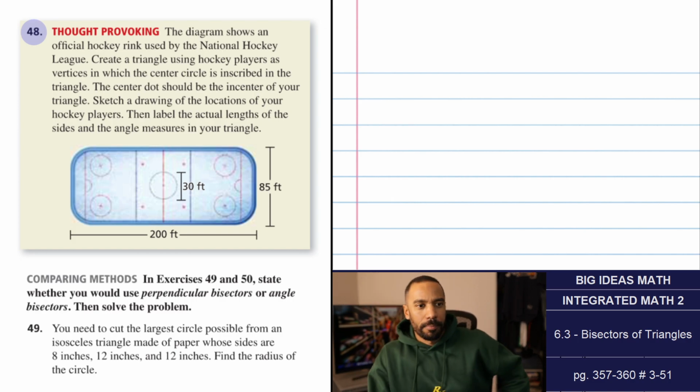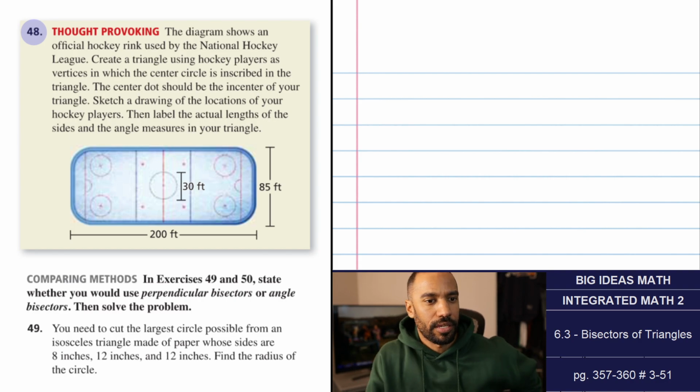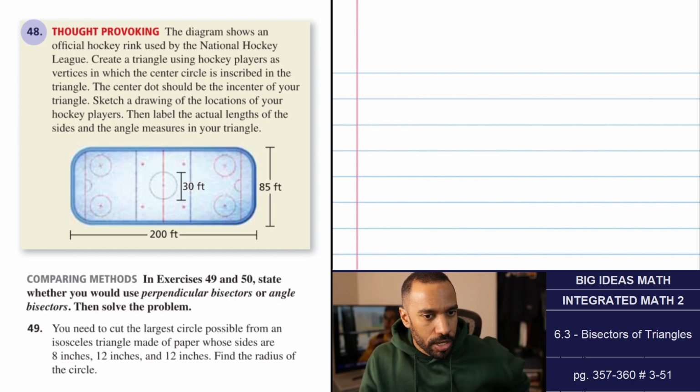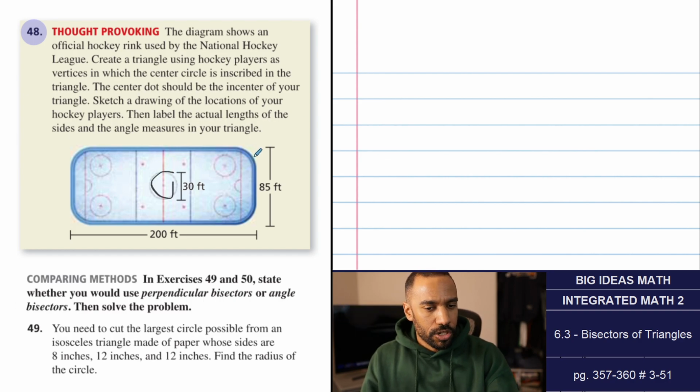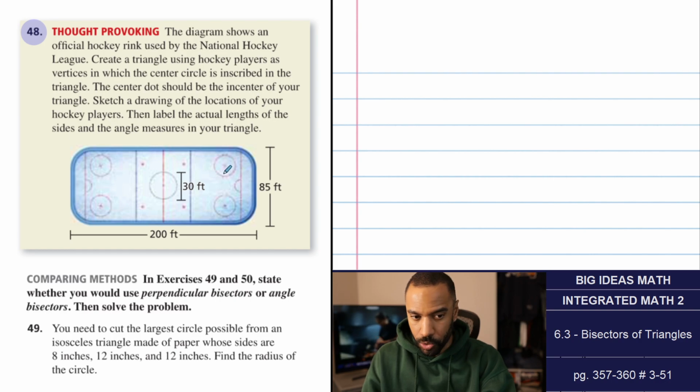Okay. All right. Number 48. Thought-provoking. The diagram shows an official hockey rink used by the National Hockey League, NHL. Create a triangle using hockey players as vertices in which the center circle is inscribed in the triangle. Okay, so this center circle here. The center dot should be the incenter of your triangle. Sketch a drawing of the locations of your hockey players, then label the actual lengths of the sides and the angle measures in your triangle.